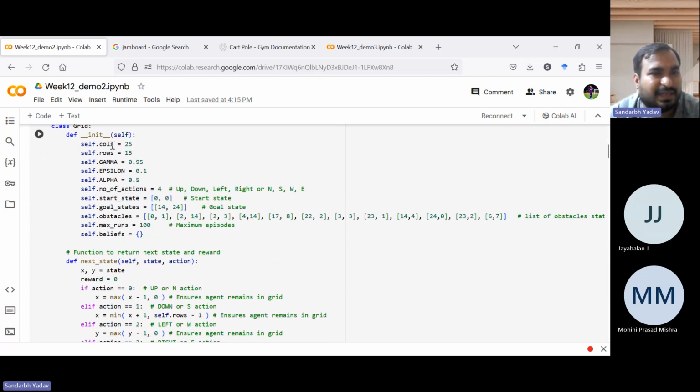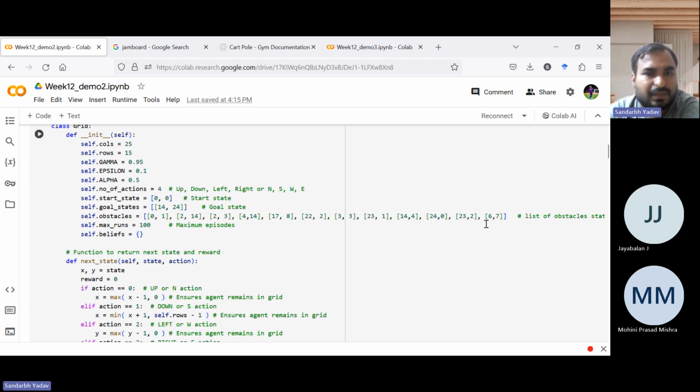So you can initialize a grid of 15 rows, 25 columns, gamma the discount factor, and epsilon is the exploration factor with 0.1 probability, so we are following epsilon greedy. Alpha is the learning rate, and the number of actions is 4: up, down, left, right, or you can say north, south, west, east. The start state is 0, comma 0, and the goal state is the other corner, 14, comma 24, because we are counting from 0. So it will be 14 here and 24 here. And these are the obstacles.